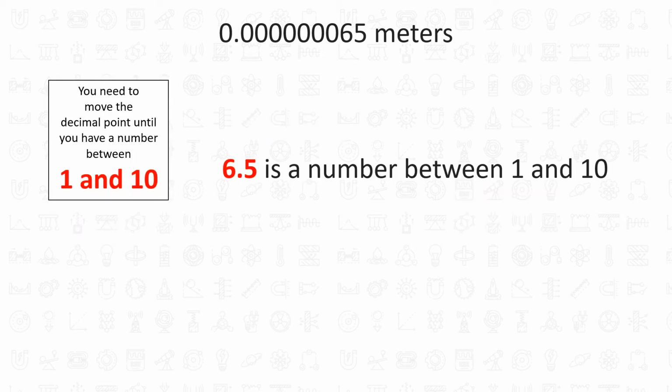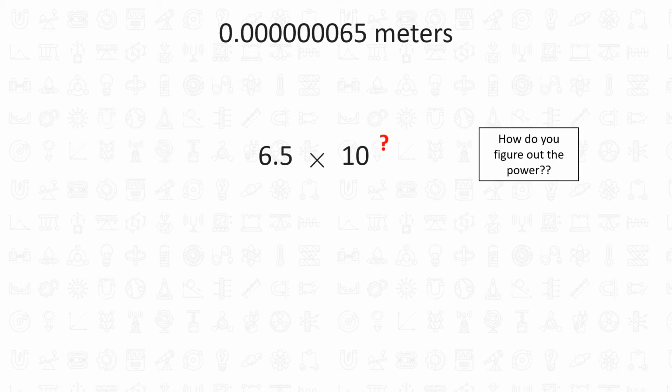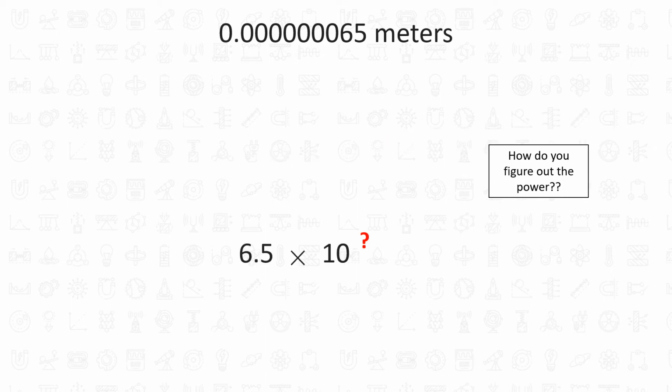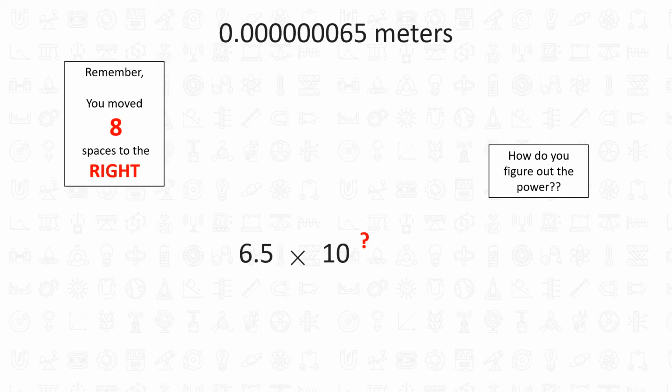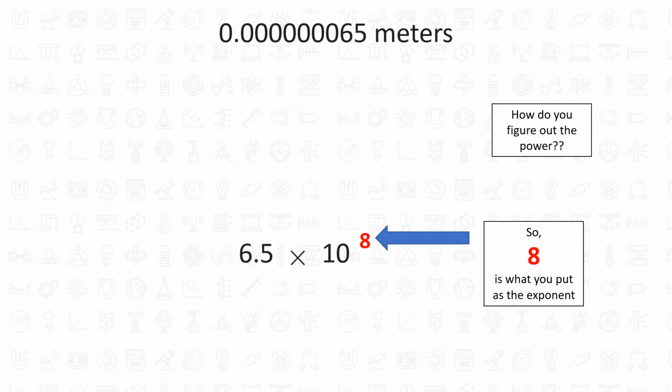So again, let's go back real quick. Oh, I guess I can't go back here while I'm recording. But 6.5 is a number between 1 and 10. All right, so there we go. We did the first step. Now we need to multiply that 6.5 times 10 to some power. So what power are we going to use? Well, again, it's the same thing. We moved 8 spaces to the right. So that's going to be our exponent. So we're going to put an 8 there.